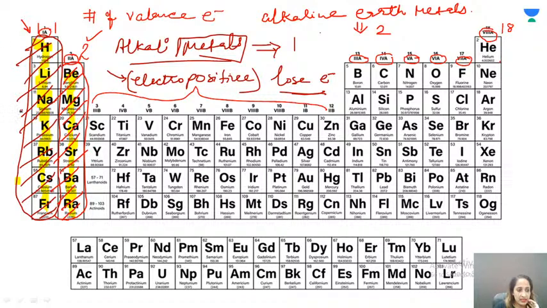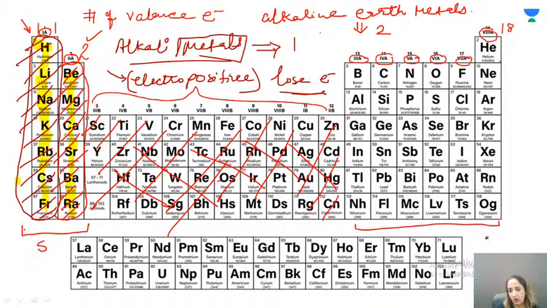Next, if we move on to the next group, whatever I have shaded here, these are all our metals. I will also talk about these two, called the S block, these are called P block elements. This is called D block elements over here, and the ones under here are called F block elements.